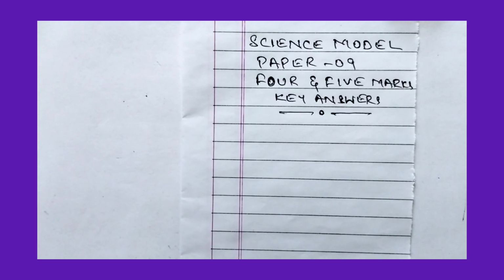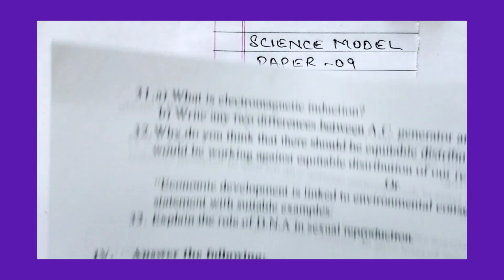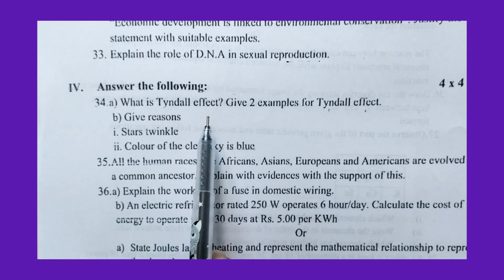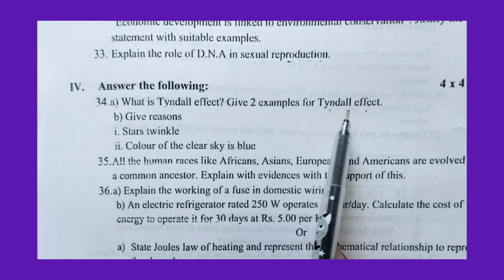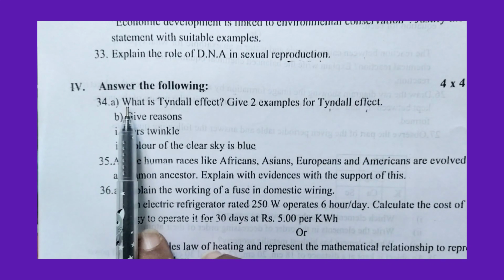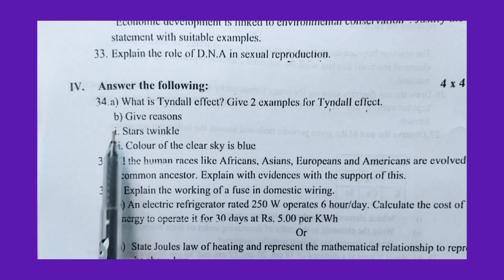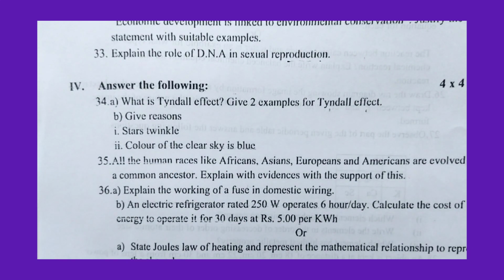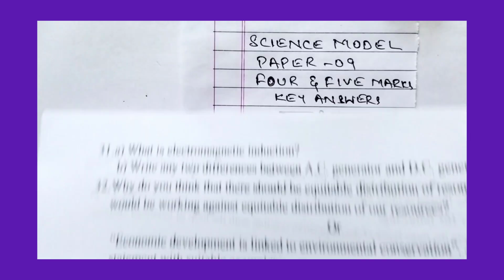Now let us answer the 4 and 5 marks questions of science model paper 9. The first question, the 34th question, is: what is Tyndall effect? Give 2 examples for Tyndall effect. Again 2 sub-questions are there: give reason, stars twinkle, and the color of the clear sky is blue. So now let us answer both the questions.